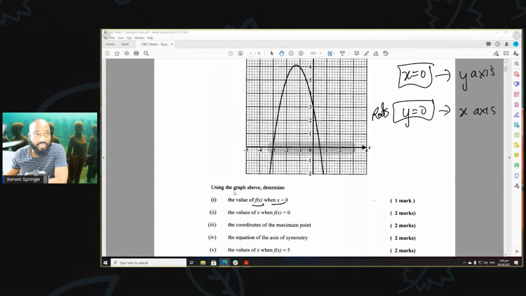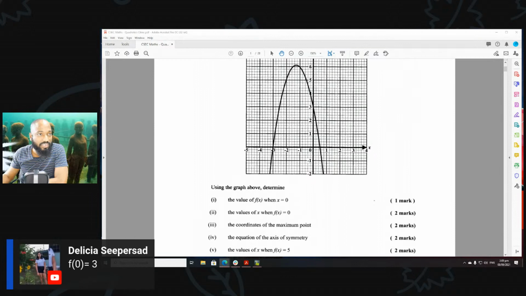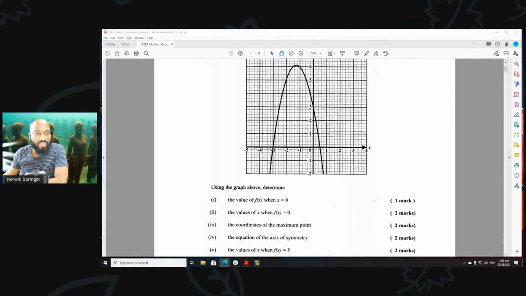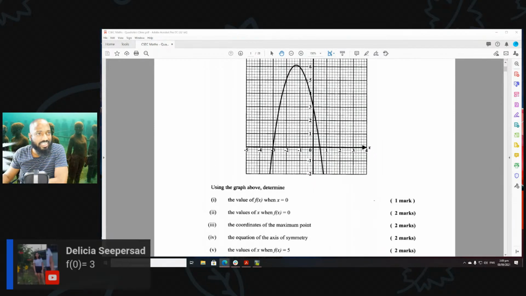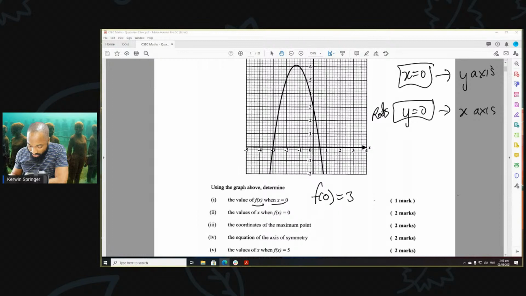We are seeing that said by a lot of people in the chat: Riley, Michelle, Kashmir, Nicole, Delicia. Delicia stated it a little weirdly, but actually that's correct, I take it back. F of 0 is 3. So when x is equal to 0, f of 0 is 3. She's correct. That's the y-intercept there. You get 1 mark.